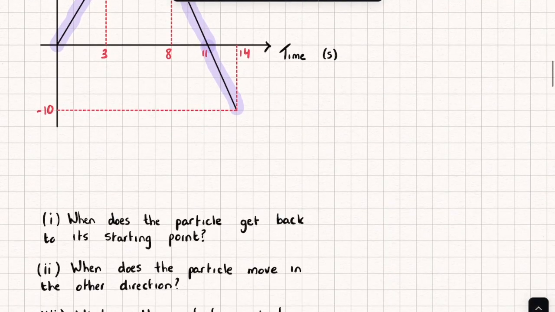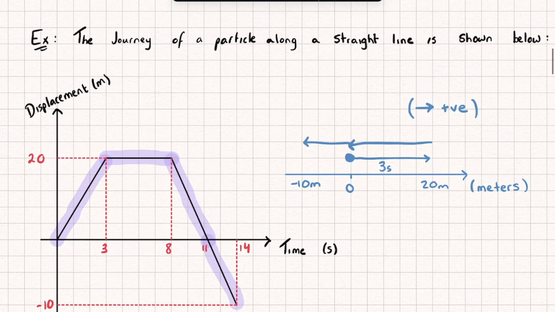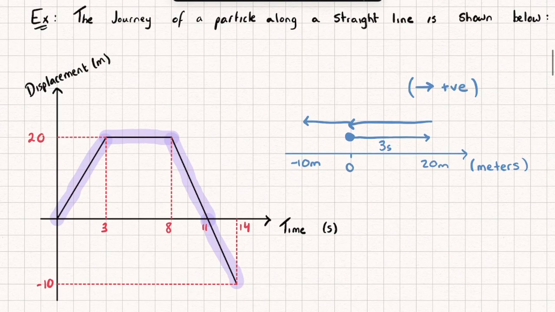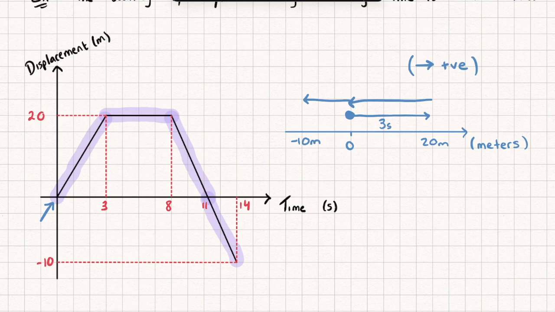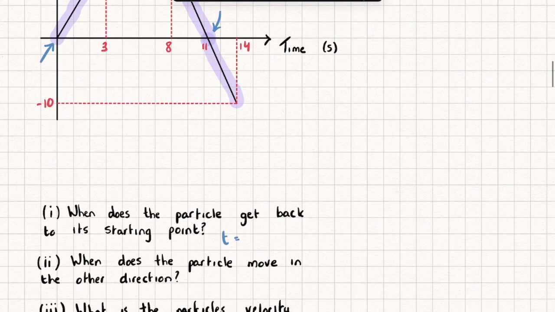So the first question says, when does the particle get back to its starting point? Well, when it's back at its starting point, its displacement is going to be 0. So where are the points on the graph where it has a displacement of 0? Well, at the point t equals 0, but obviously that's where it started, so that's not when it's back to where it started, that's just where it started. So it's back to where it started at t equals 11, so I can write that in. So after 11 seconds, the particle is back to the origin.